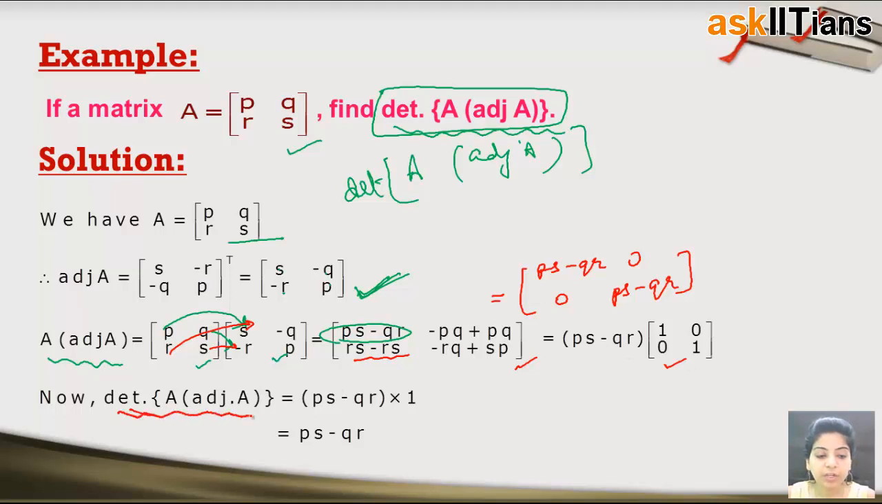Then we have to compute determinant of A into adjoint of A. So we are to compute determinant of this value, which is PS minus QR is constant, as we have already taken it out, and determinant of identity matrix is 1. So we get the value as PS minus QR.